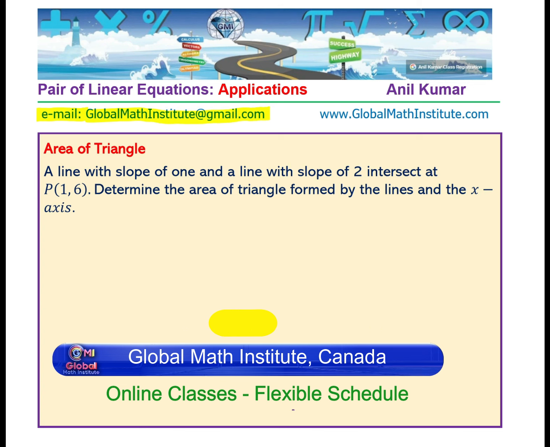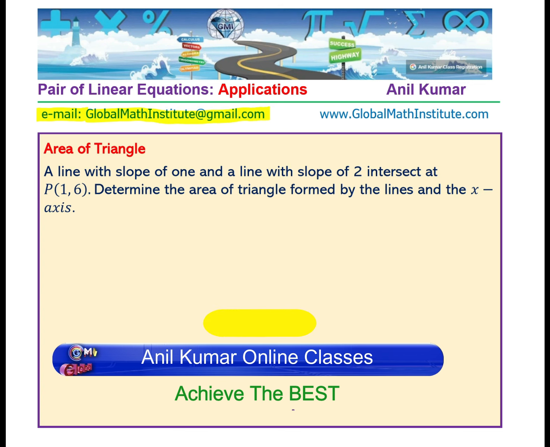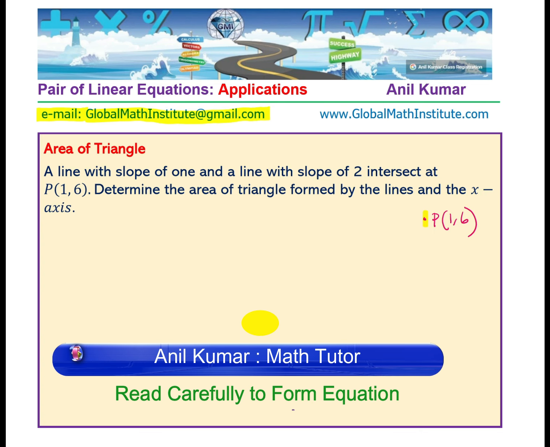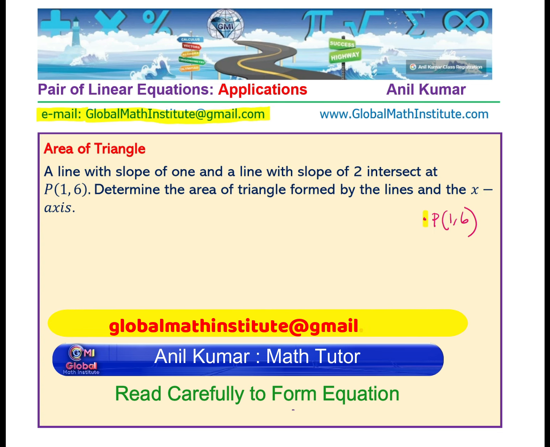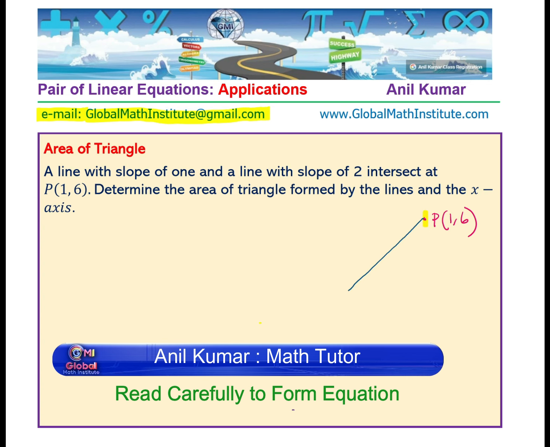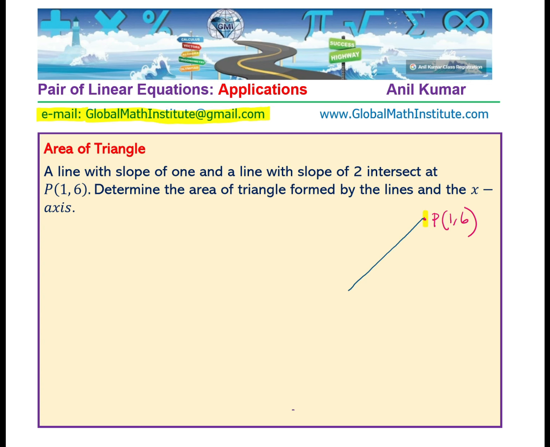Now let's try to understand where we are. As we know, we have two things given to us about each line: a point (1, 6), and the slope of the line. From here, let me draw two different lines, one with slope of 1, and the other with slope of 2, which will be steeper, right? Let's say we really don't know where they intersect the x-axis.